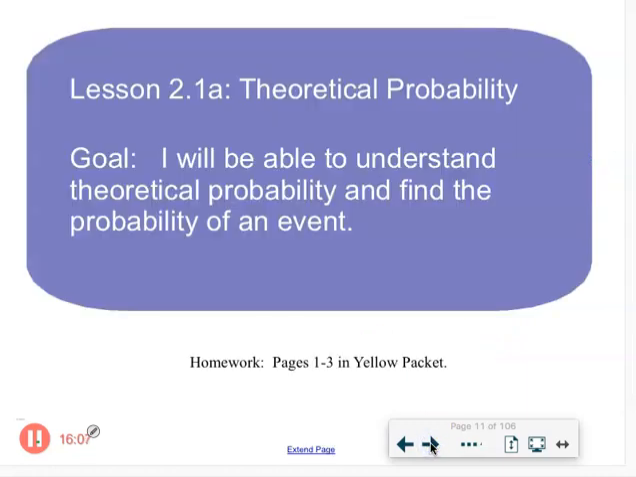Okay, that's it for today. So the goal was to be able to figure out and understand theoretical probability and to find the probability of an event. So there might be some of those trickier ones in there today, but for now, that's all we have to worry about. Go ahead and try it.